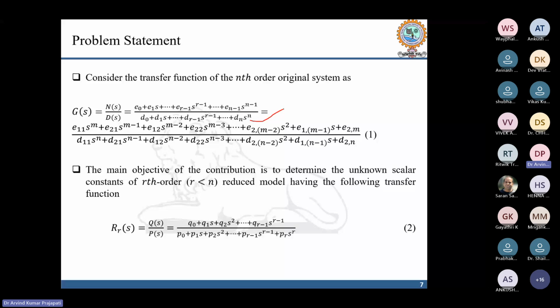Suppose this is a fifth order system. If anyone asks you to check whether the system is stable or unstable, and you don't know Routh stability, how will you determine whether the system is stable or unstable?